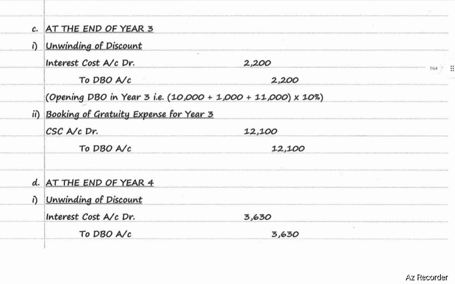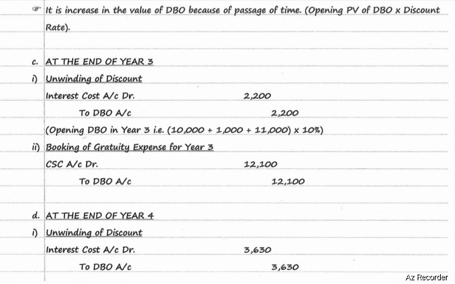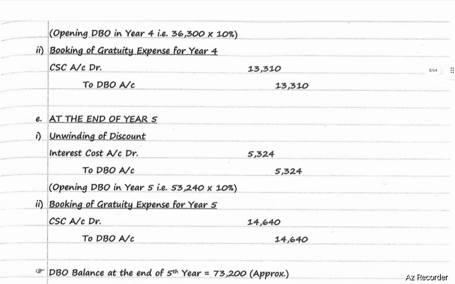Next, at the end of year 4, unwinding of discount, interest cost account debit to defined benefit obligation account 3,630. How 3,630? 36,300 into 10%. That is opening balance of opening DBO balance. Next, booking of gratuity expense for the year 4. Entry will be current service cost account debit to defined benefit obligation account 13,310.